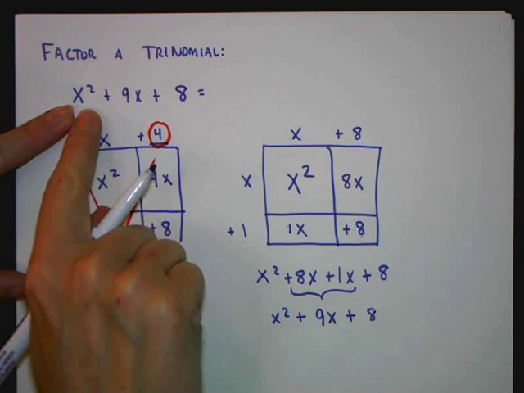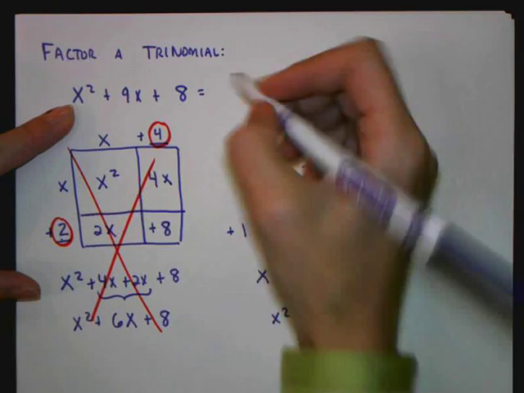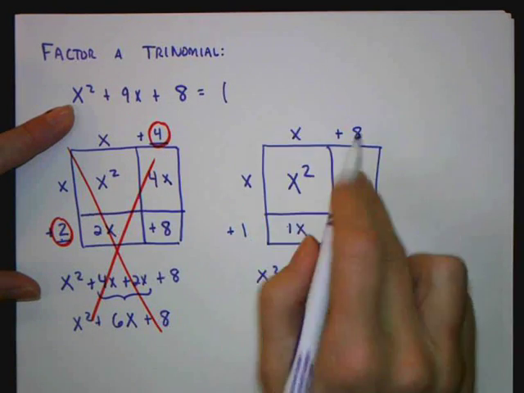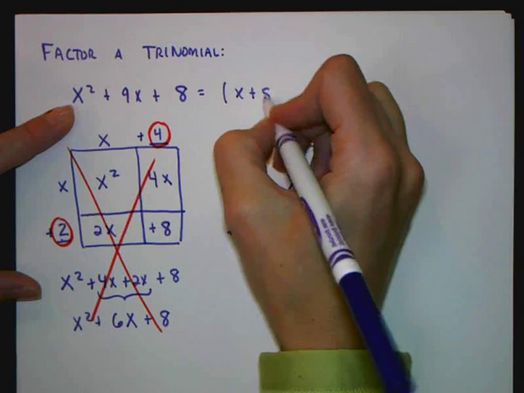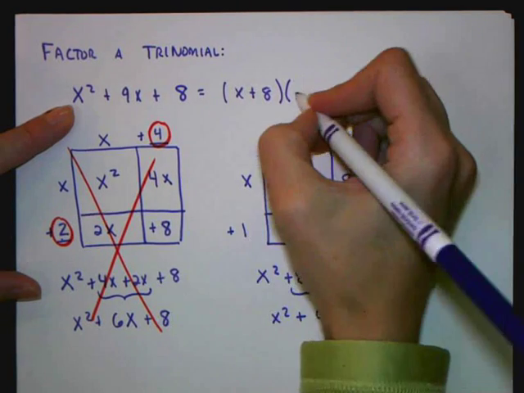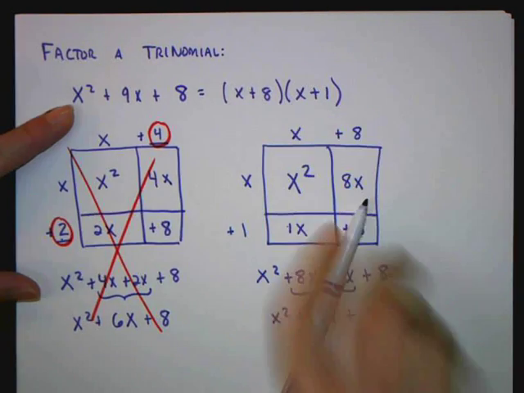So the factors of x squared plus 9x plus 8 are, across the top, x plus 8, and down the side, x plus 1.